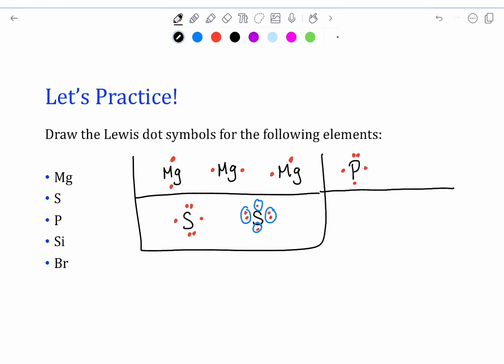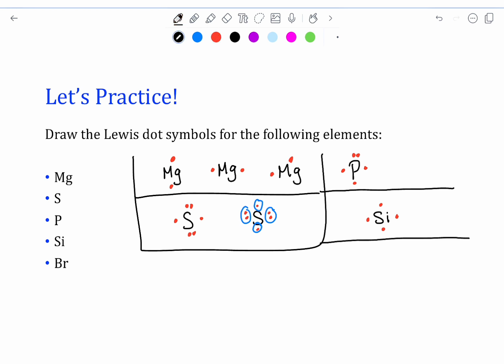Okay, next up we have Si, silicon. Take a second, find silicon on your periodic table. It's right next to phosphorus. It's element number 14 and comes from group 4A. So it has 4 valence electrons. So we have 1, 2, 3, 4. So all of its valence electrons in our Lewis dot symbol are unpaired.